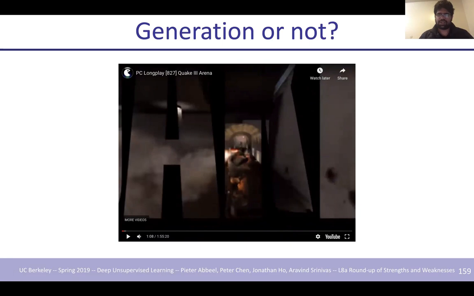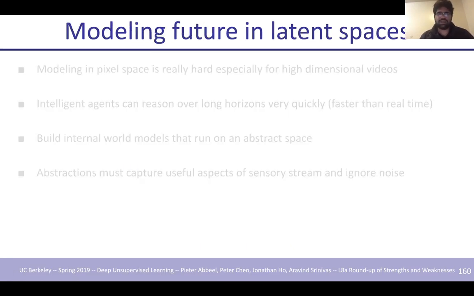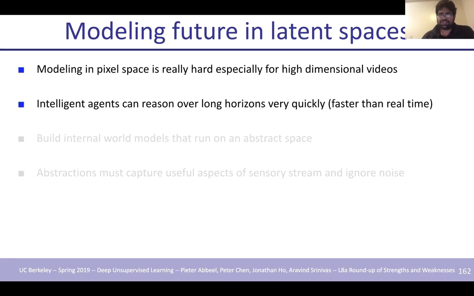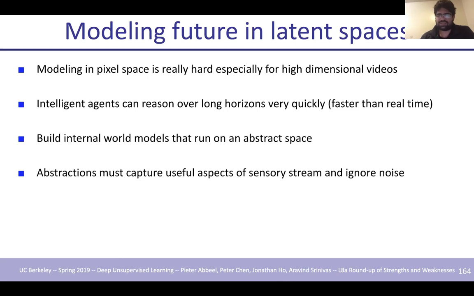We shouldn't be working at the level of pixels. We should be able to predict the future in a much more semantic-laden space. Modeling the pixel space for these high dimensional videos is really hard. And in order to build really intelligent agents that can plan faster than real time, we should be able to do it in a latent space that's more abstract. So how do we do that? What is the right kind of abstraction to build? And how do we learn world models in that latent space that can just ignore noise and work in a much more semantic space? That is really the hardest question to think about.